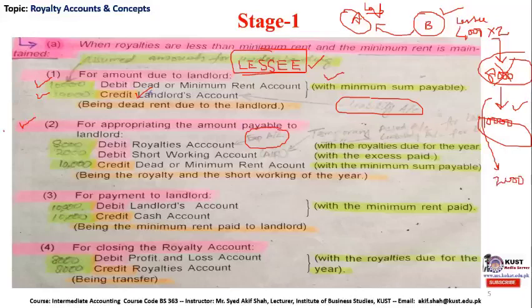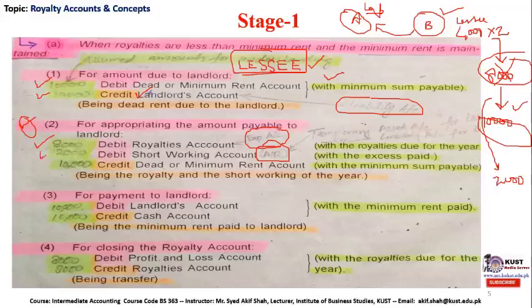So let's come back towards entry number 2. We have to debit the royalty account, which is an expense account of the lessee, by 8,000. And then the short working account, which is a temporary asset account for the lessee. We can also mention account receivable for the sake of understanding that the short working account is the lessee's account receivable, which could be recoupable later on if the company has increased its output or production.